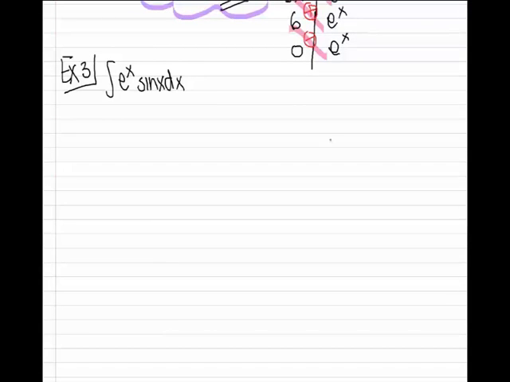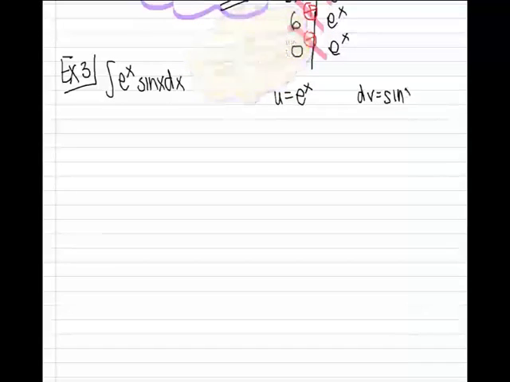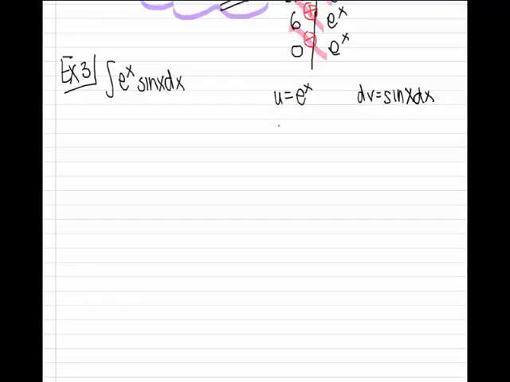Some of you might be thinking, let's let u equal e to the x, and some of you might be thinking, wait, we could let u equal sine x. Actually, it doesn't matter. It'll work both ways, but I'm only going to work out one of them right here. I'm going to work it out with u equal to e to the x and dv equals sine of x dx.